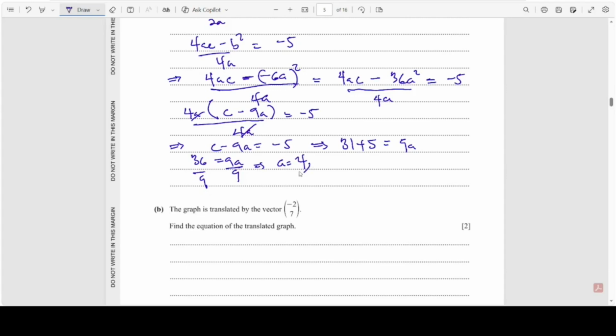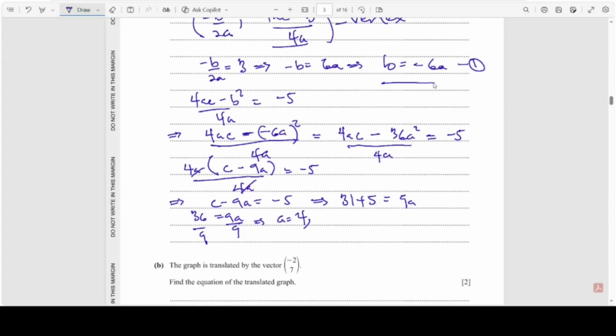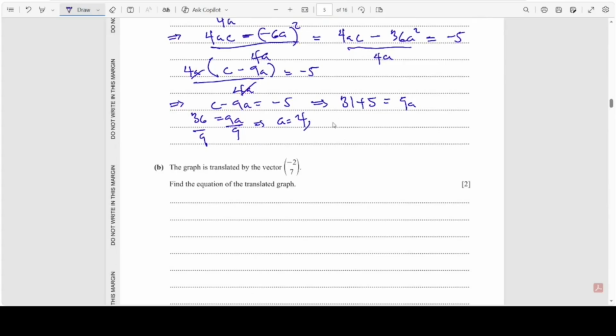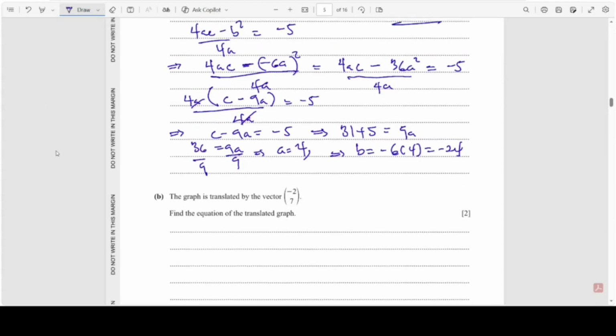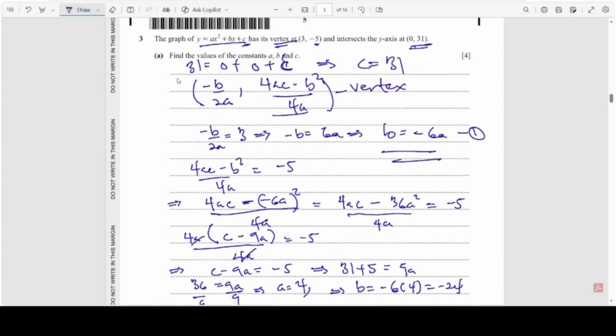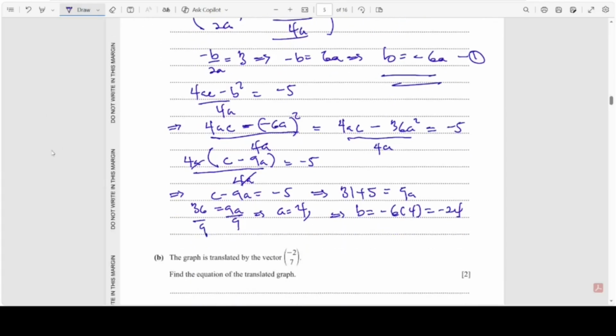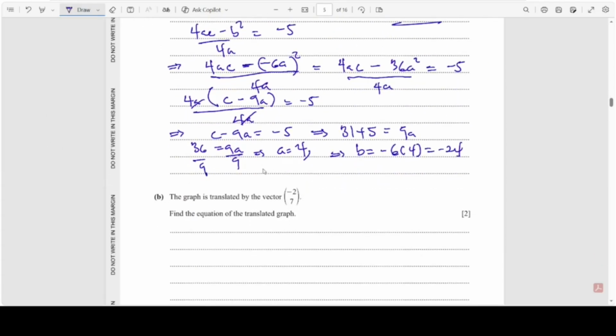Now that we found a, we can easily find b because from equation 1, b is equal to negative 6a. So it means that our b is equal to negative 6 times 4, which is negative 24. So yeah, we found the values of a, b, and c. If you like, you can just rewrite the equation and then substitute the values of a, b, and c. So our y is equal to 4x squared plus bx, but b is negative 24, so minus 24x, and then plus c. Our c, we found it to be 31, so plus 31, and that is the quadratic equation in question over here.